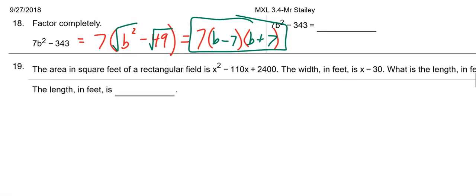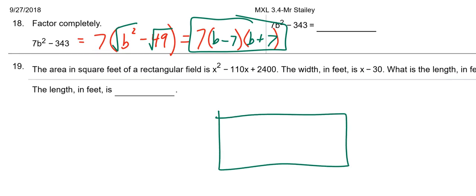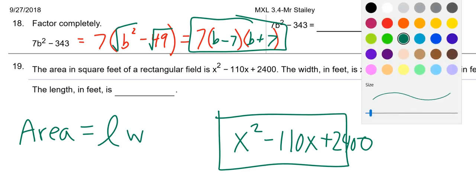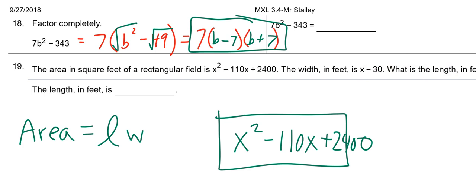Now 19 is an interesting one. Please, please draw a picture. So many people don't draw a picture. If they did, they'd understand it. The area, well, how do you find area? Area is equal to length times width. You guys all know that. Now, we know the area is equal to this thing right here. If the width is x minus 30, what's the length?